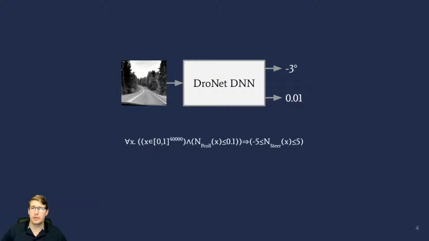For example, for the DNN model, which was trained on data recorded while driving down a highway, we may wish to specify that for all inputs, like the one shown here, if the predicted probability of collision is low, then the model should not predict sharp steering angles. Here we specify that for all inputs that are predicted to have a probability of collision less than 0.1, the DNN model should not output a steering angle greater than 5 degrees in either direction.